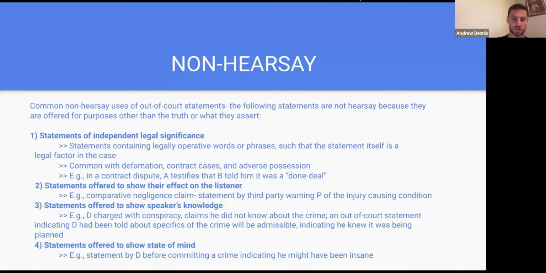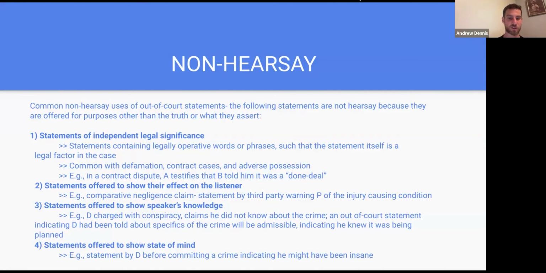Statements offered to show their effect on the listener. In a comparative negligence claim, a statement by a third party warning the plaintiff of the injury-causing condition, right? Not to show that they were negligent, but to show that they knew about it. Statements offered to show knowledge. Say a defendant charged with conspiracy claims he did not know about the crime. An out-of-court statement indicating D had been told about the specifics of the crime would be admissible, indicating he knew it was being planned, right? The knowledge of the ownership, the knowledge of the thing at hand.